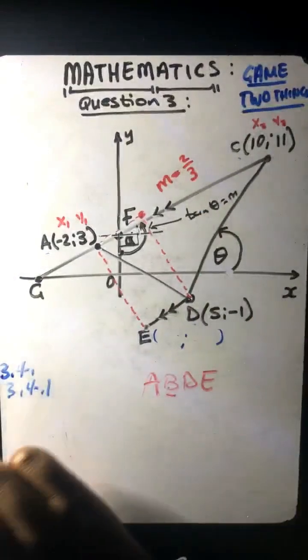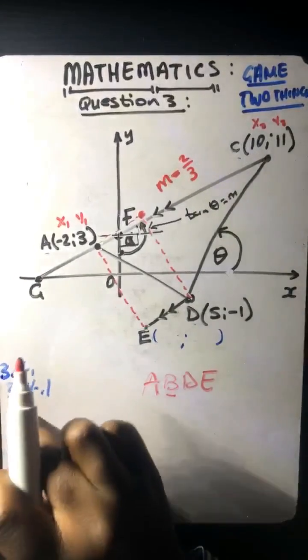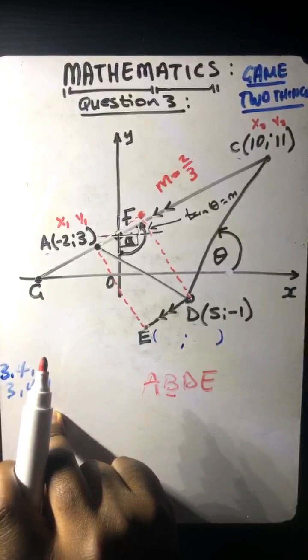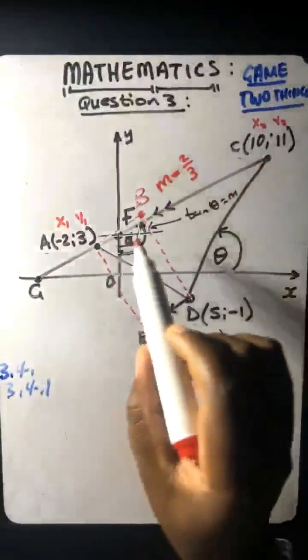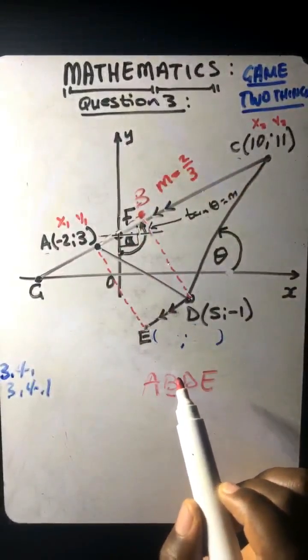Okay, let's see. Calculate, giving reasons. 3.4.1, coordinates of M, the midpoint of BE. So that means this is that spiritual B. So let's see. They want the midpoint of BE.